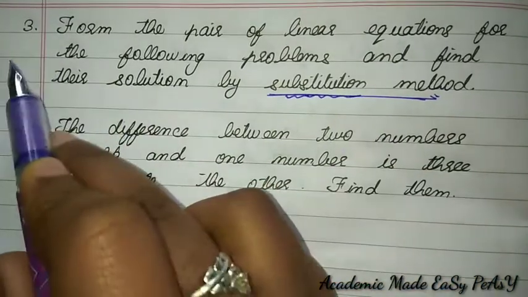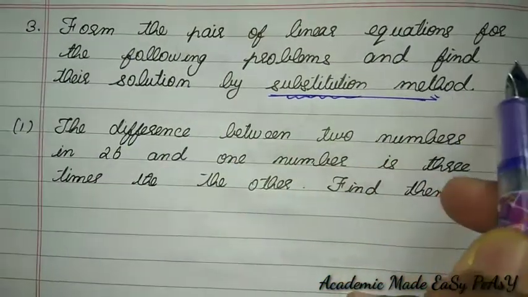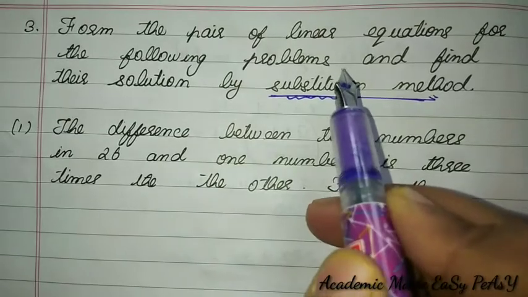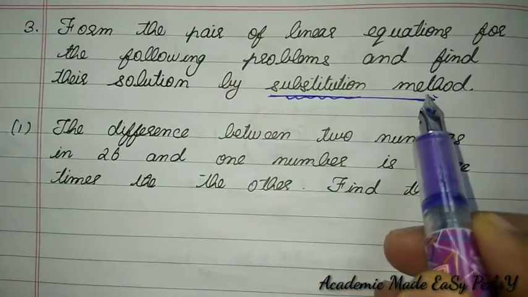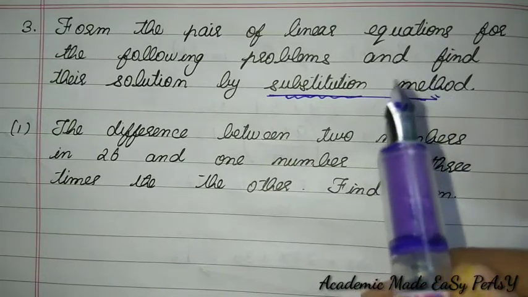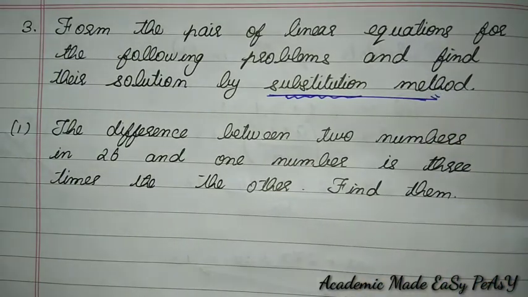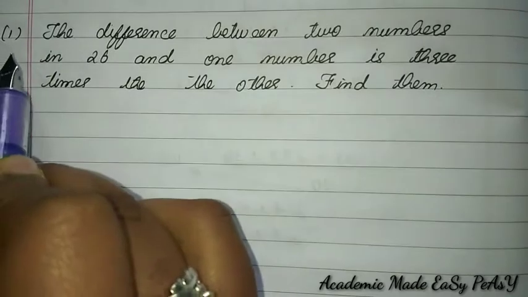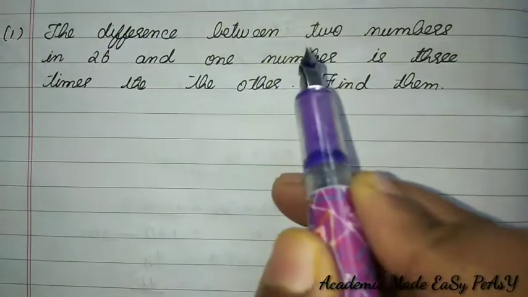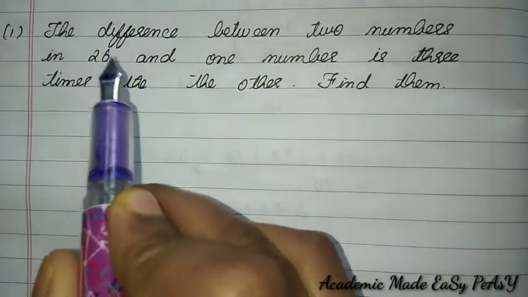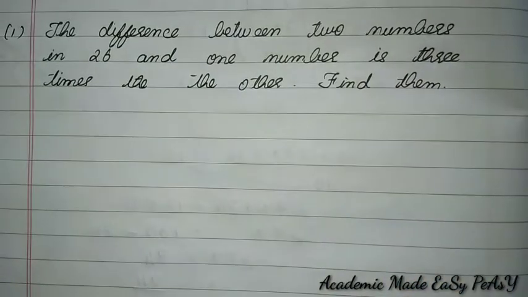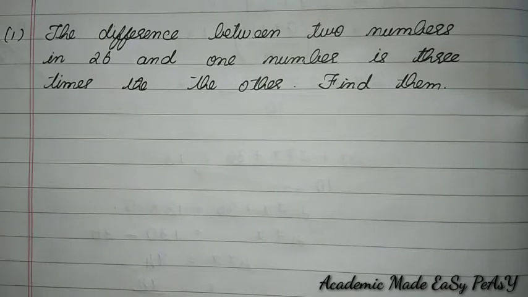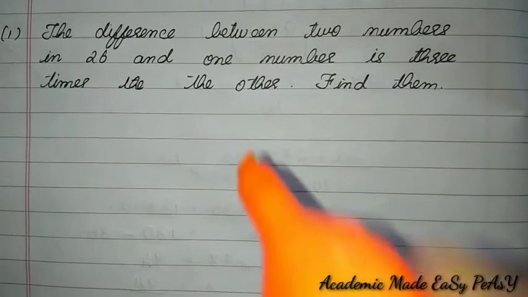Okay, so question 3. Form the pair of linear equations for the following problems and find their solution by substitution method. So we have to use only the substitution method. Okay, so now let's move on to the questions. Subdivision 1: the difference between two numbers is 26 and one number is 3 times the other number. Find them. So again, once more let me read.